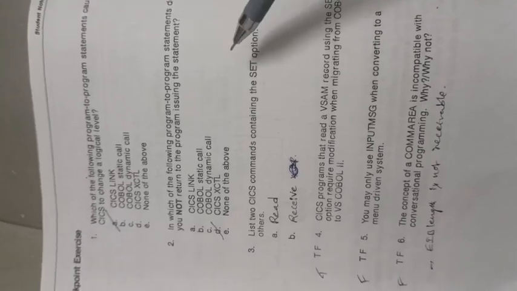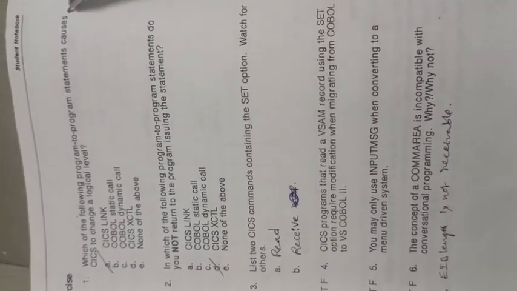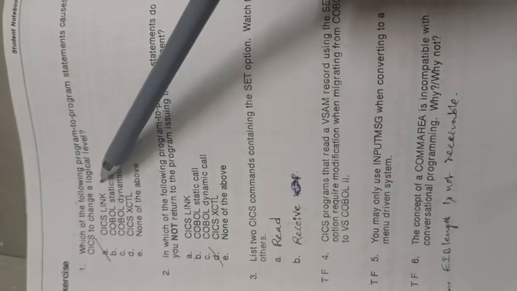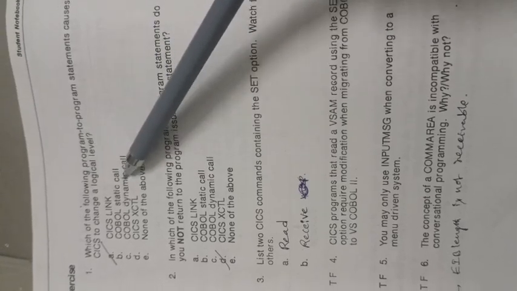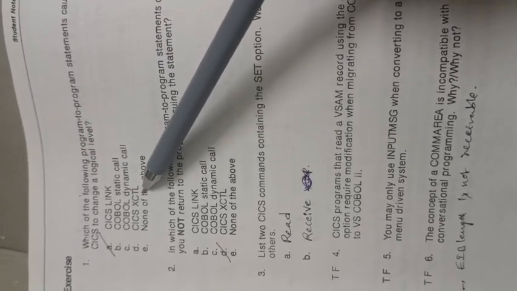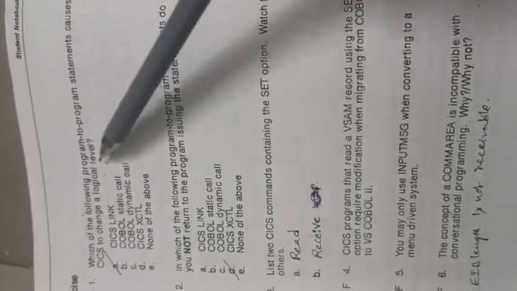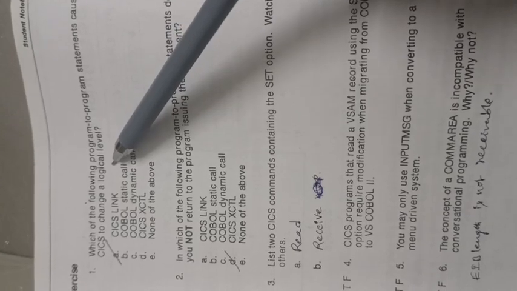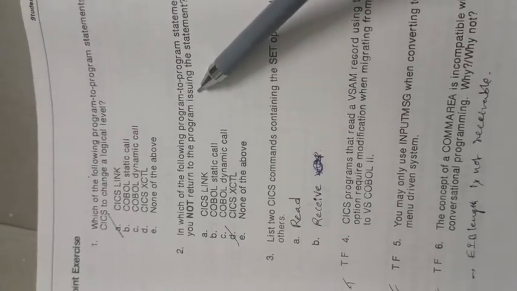We will go through some exercise questions. Which of the following program to program statements causes CICS to change the logical level? We have to use the link command here. This is a CICS command. Even XCTL is given as an option, but what the question asks is which statement changes the logical level. Control does not come back to the same logical level. They want to change from logical level 0 to logical level 1, so we have to use the link command.